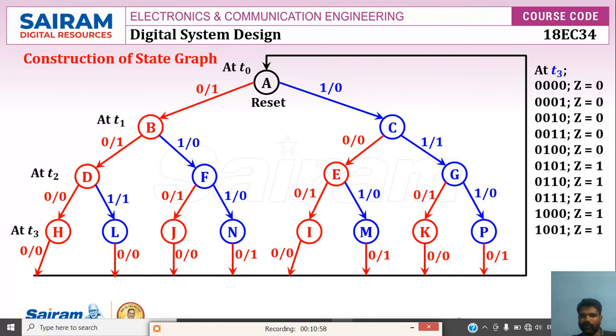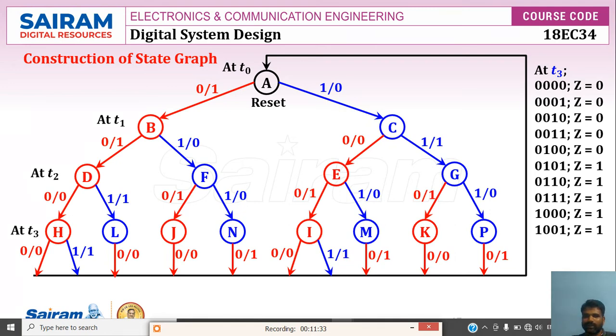Next, if you receive 1 at H, total received is 1 0 0 0. So for 1 triple 0, Z is 1. So hence we made Z output 1. And next at I, if 1 is received, the received sequence is 1 0 0 1. For 1 0 0 1, Z is 1. So we made it 1.